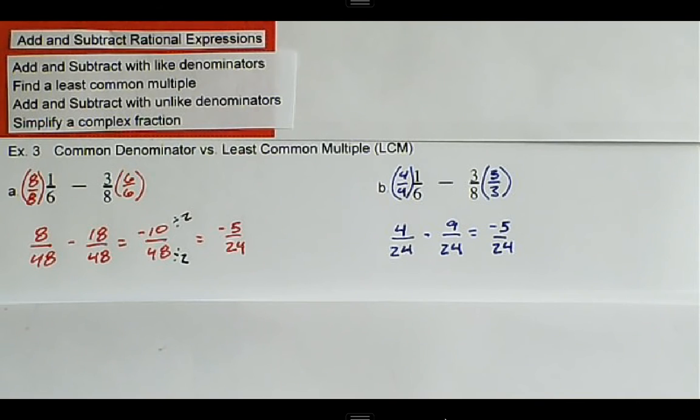But when we deal with rational expressions, it becomes a lot easier if we figure out what the least common multiple is first before we do all those operations. That will save us a lot of work.